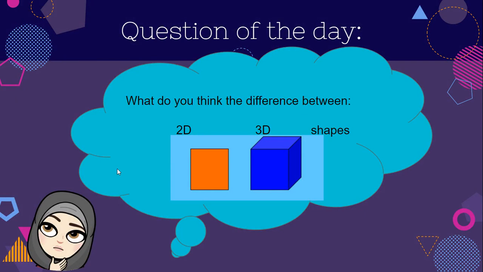Now, the question of the day. This question I want you to think about during the week. You don't have to answer it today. You don't have to reply to me the answer. You may answer it during the morning meeting to me or to your teacher. Can you tell me what is the difference between 2D shapes, like the square over here, and the 3D shape, like the cube? So we've studied 2D shape last week, and this week we're studying 3D shape. Can you tell me what is the difference?